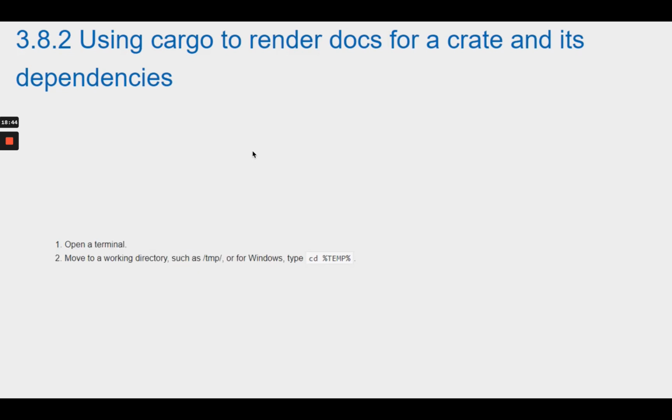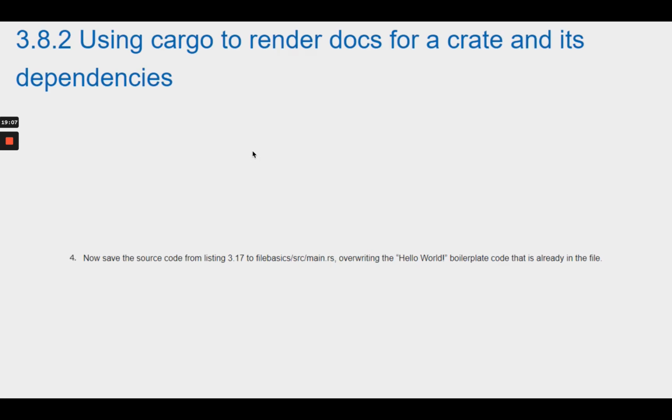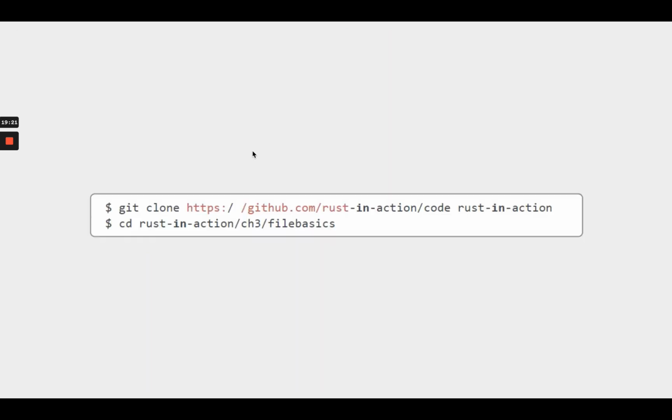1. Open a terminal. 2. Move to a working directory such as /tmp/, or for Windows, type cd %temp%. 3. Run cargo new file-basics. You should end up with a project directory tree that looks like this. 4. Now save the source code from listing 3.17 to file-basics/src/main.rs, overwriting the Hello World boilerplate code that is already in the file.